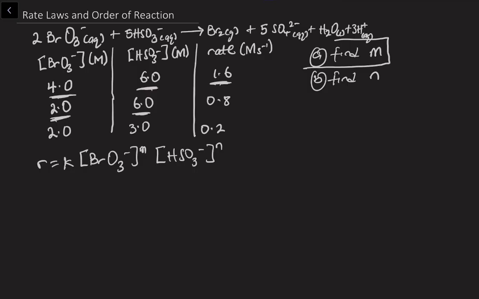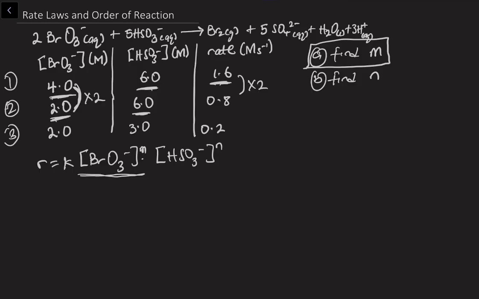Let's find M. To find M, we have to focus on BrO3 minus, right? That's the reactant that has the exponent M, right? So we look at the concentration where we change. We change it between 1, 2, 3. Between 1 and 2, we changed it, but we did not change HSO3 minus. So we change the concentration by a factor of 2, right? And for the rate also changed by a factor of 2.